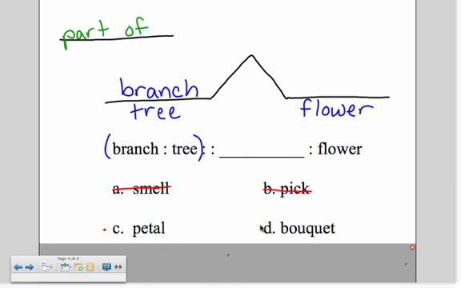You know, that would be correct if flower were the word written as the top word as part, because I need that same order of words. I need my part on top, my whole on the bottom, just like the left-hand side. So I can see that bouquet does not complete this analogy because petal is the missing word. Petal would be the part I could write on top to flower. So therefore, branch is to tree, just like petal is to flower.